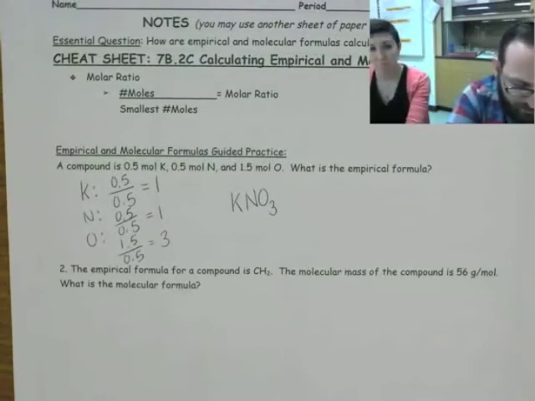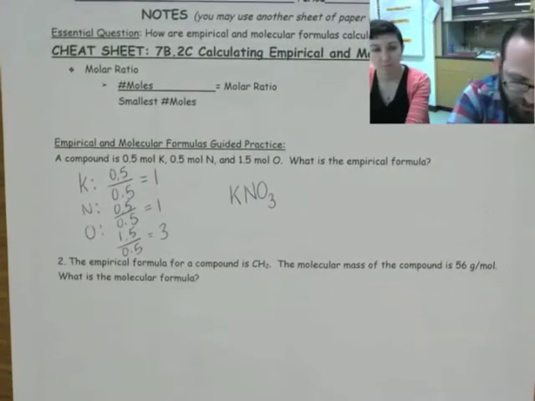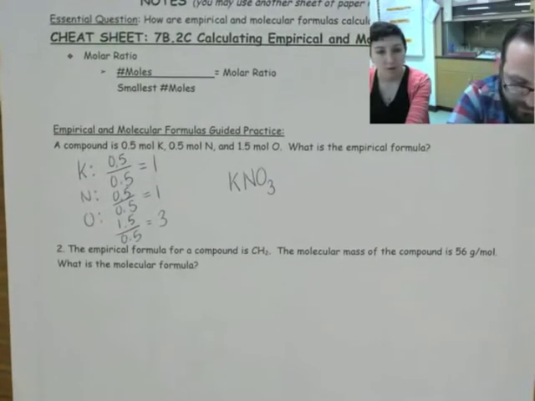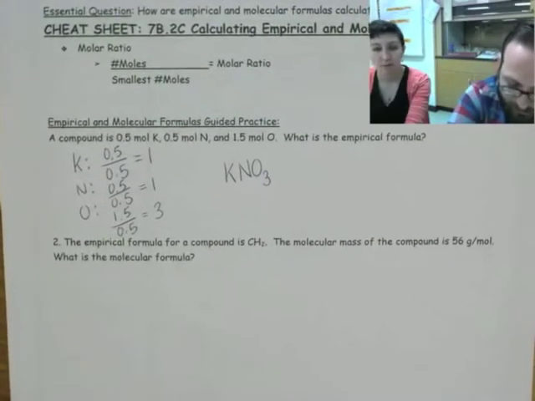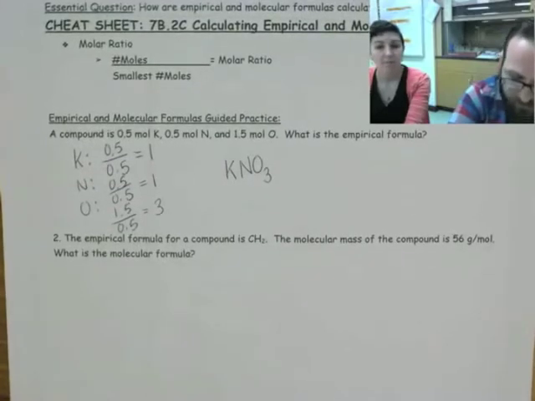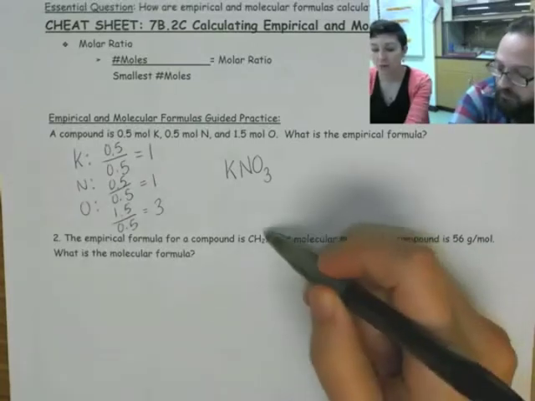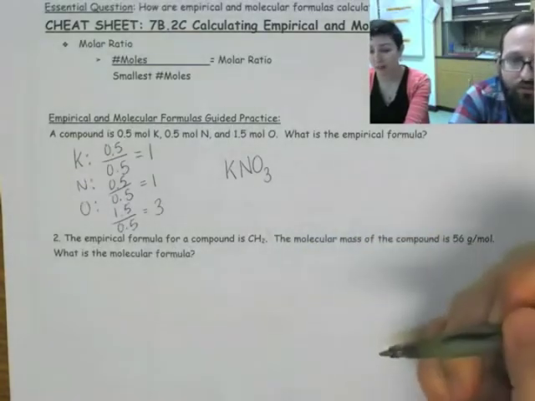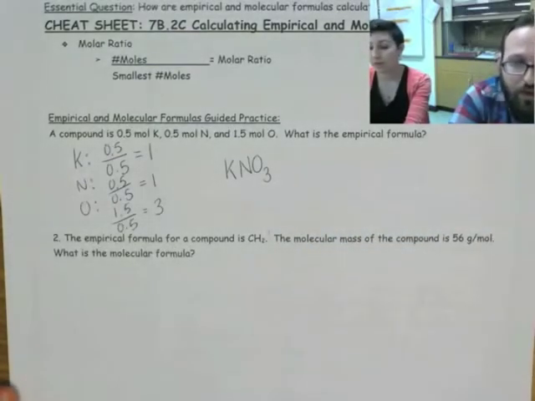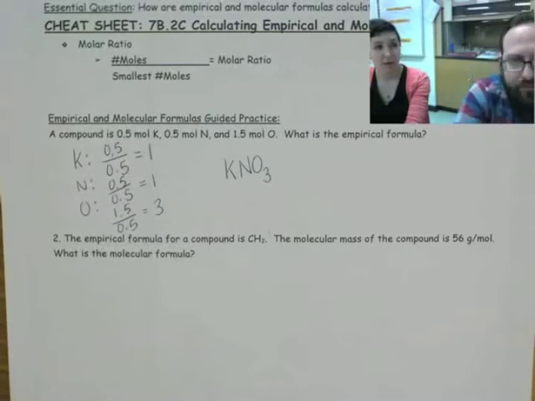Now let's take a look at the next problem. The empirical formula for a compound is CH2. The molecular mass for the compound is 56 grams per mole. What is the molecular formula? So you've got the ratio one, and we need to find the actual one. The empirical is the ratio. So that means we need to find the molar mass of the ratio one first.